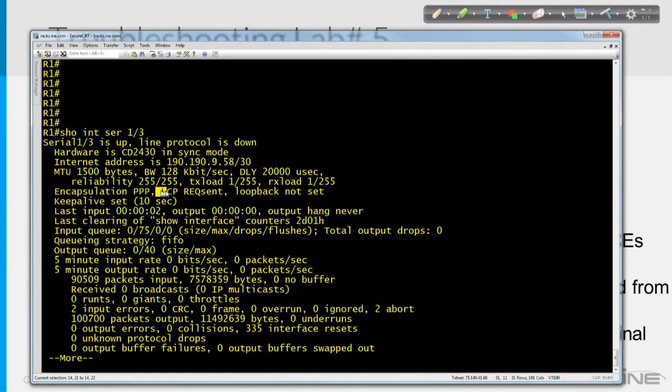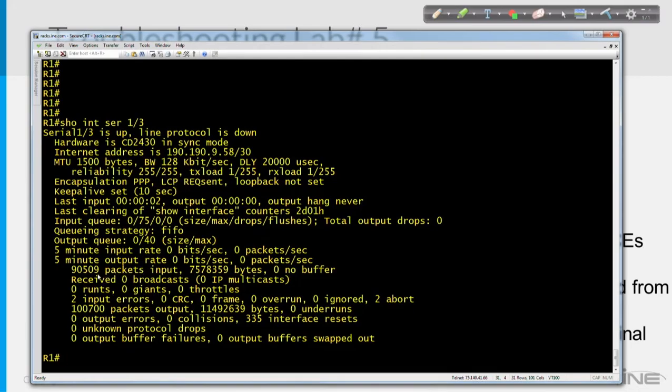And we see at LCP, he's sending requests. But if everything was up at layer 2, we would see a whole bunch of open messages like LCP is open, IPCP is open, IPv6 CP is open. So clearly there's something going on here at layer 2 with PPP. All right, so let's investigate this a little bit further.